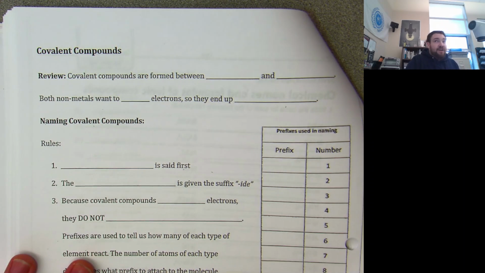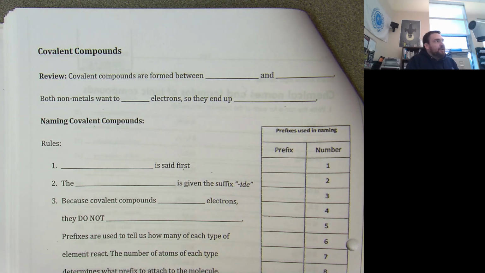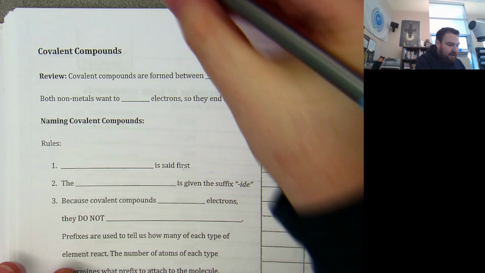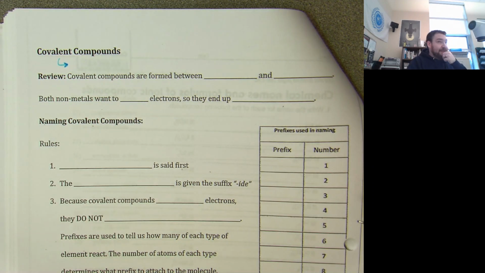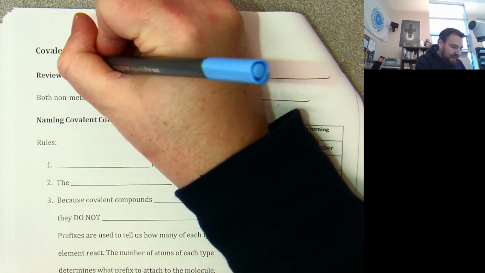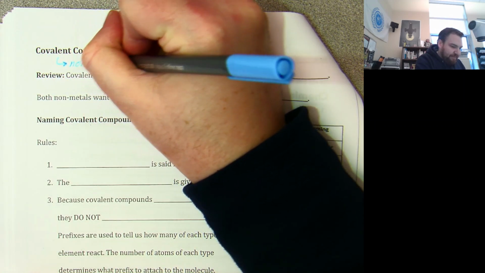Covalent compounds, these are the other set. The only other set that bonds are the negative negatives, or in this case, the non-metal non-metals. So covalent compounds are all non-metal non-metal.